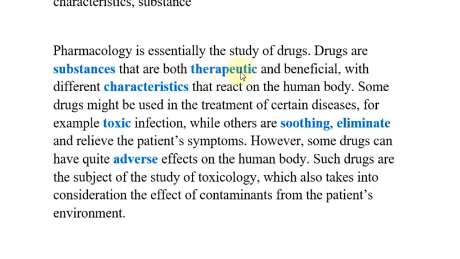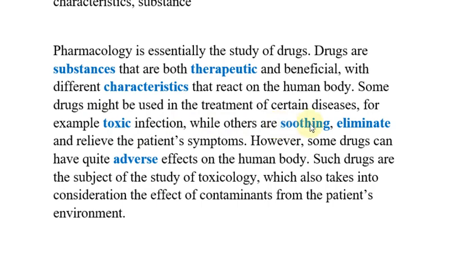That are both therapeutic and beneficial with different characteristics. Different characteristics. Different is an adjective. After that, you have a noun, I'm sorry. Adjective, noun. Different characteristics that react on human body. Some drugs might be used in the treatment of certain diseases, for example, toxic infection. Infection is noun, before that you have an adjective. Like above, characteristic was a noun, before that we have different, which was adjective.